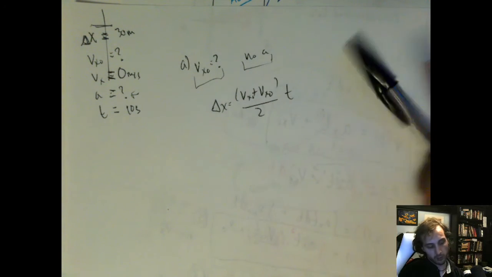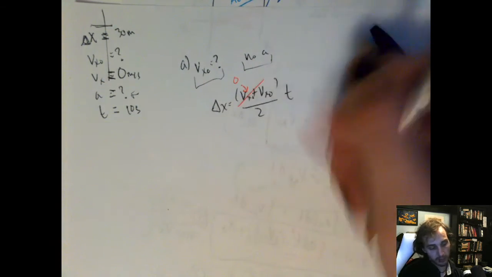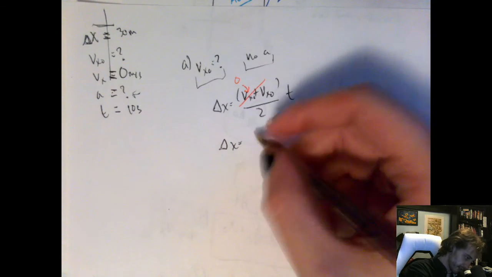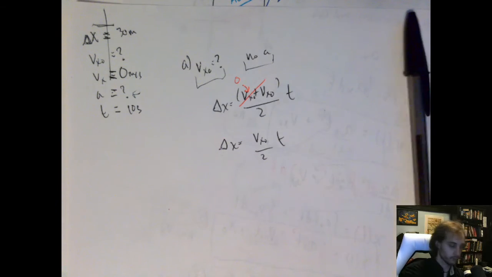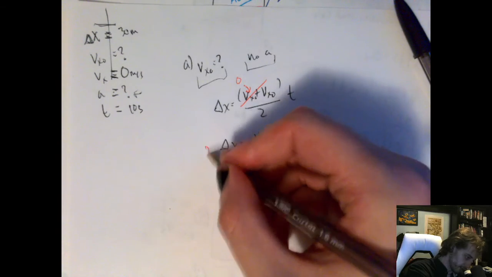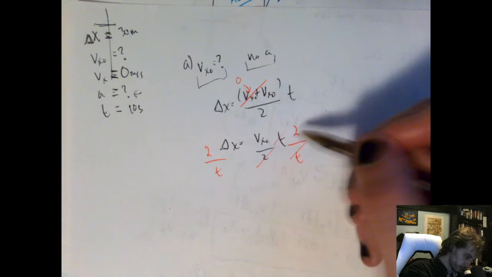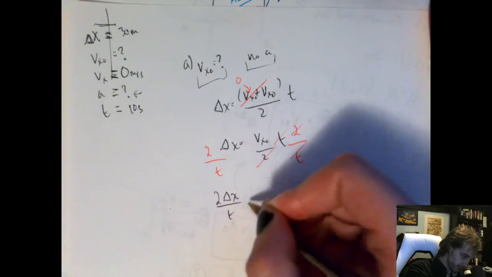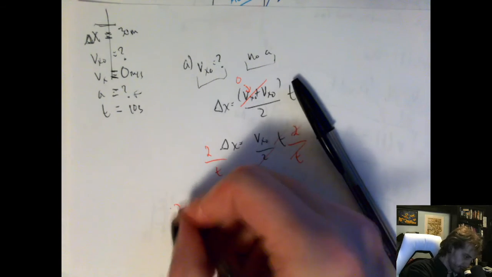I'm going to go ahead and solve this one first, although anytime something's a 0, it makes your life a lot easier, so I'm going to go ahead and plug in a 0 before I solve it. What I'm left with is delta x equals Vx naught over 2 times time. Multiply by 2 to get rid of the 2 on the bottom, divide by time to get rid of the time, and we're done. 2 delta x over t is equal to Vx naught. We've still got our 2.